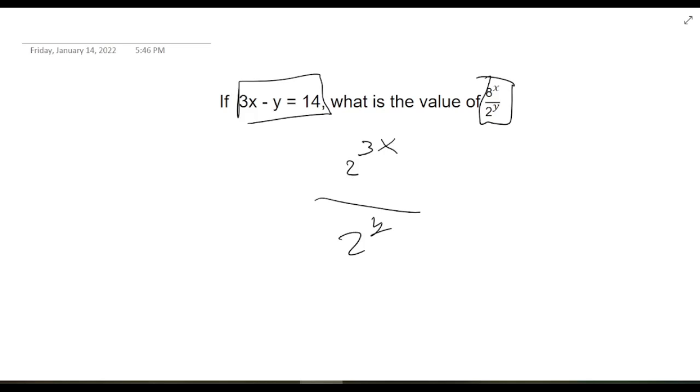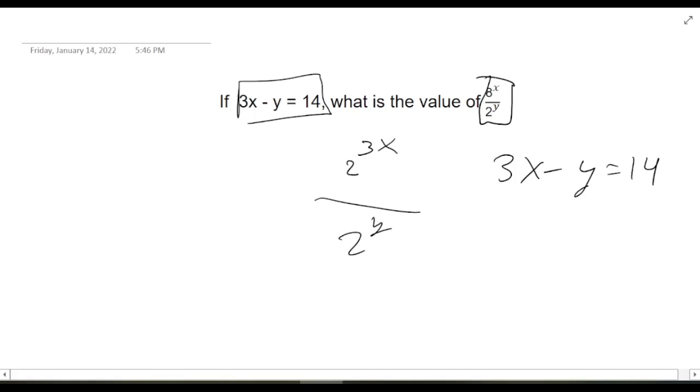So now, going back to what we know about exponent rules, anytime you are dividing exponents and the bases are the same, so here we have a base of 2 and a base of 2, we can ignore the bases. All you want to do is subtract the exponents from each other. That's all you want to do. And what do we get when we subtract the exponents? 3x minus y. Well, we can see here that it actually matches the equation that they give us, and it tells us the answer, 3x minus y equals 14. Since we know what our exponent is and we know what our base is, we can rewrite this to equal 2 to the 14th power.